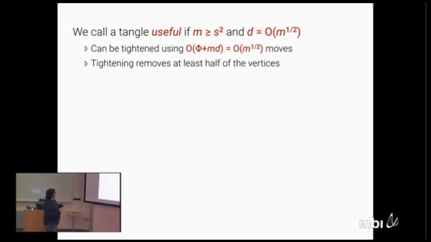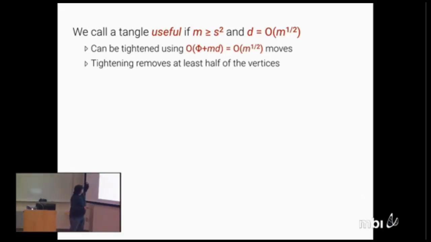And moreover, when I do this recursion, I make a significant amount of progress. I delete at least half of the vertices inside the tangle. And so I can somehow charge the work that I did to the vertices that I removed in a way that leads to an n to the 3/2 running time.